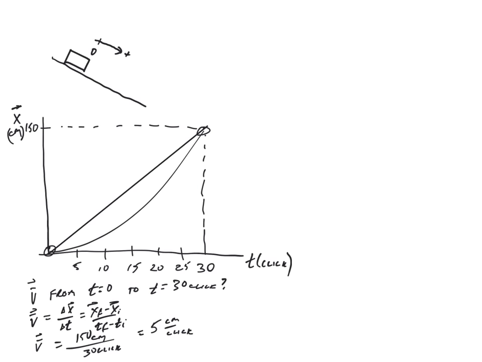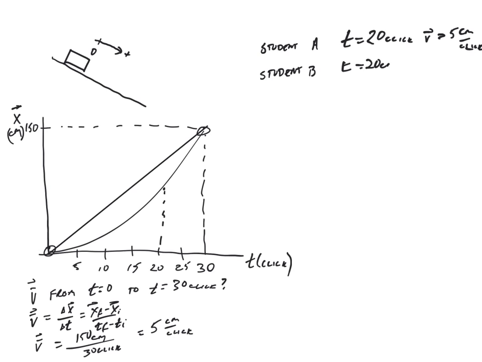Let's say we have 2 students, student A and student B. Student A says that at time 20, the instantaneous velocity is greater than 5 centimeters per click. But student B says, nah, at time 20, the instantaneous velocity is less than 5 centimeters per click. Which student is correct, and how do you know?